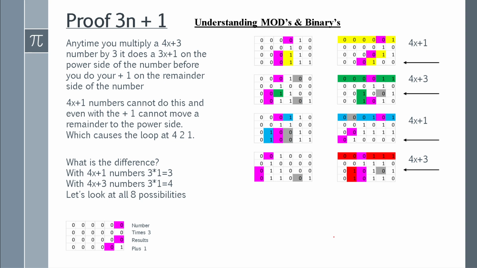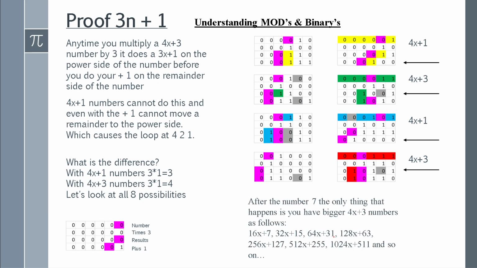And then the number 8 is just incrementing up from 4, so our power slot is going to start at 5 and go up to 6. Right, so after the number 7, the only thing that's going to happen is bigger 3 mod 4 numbers.